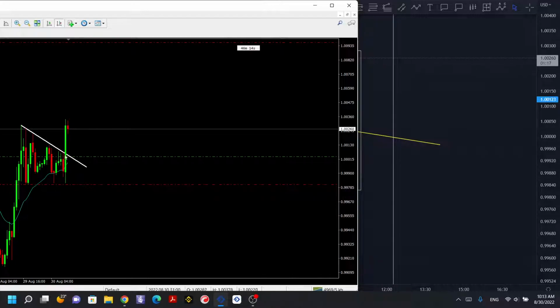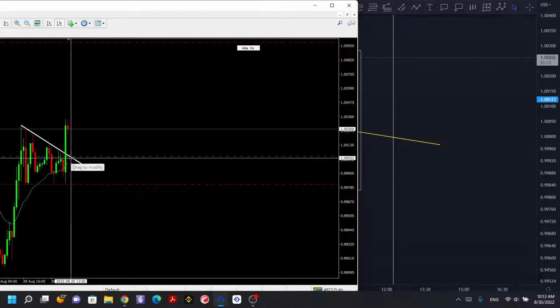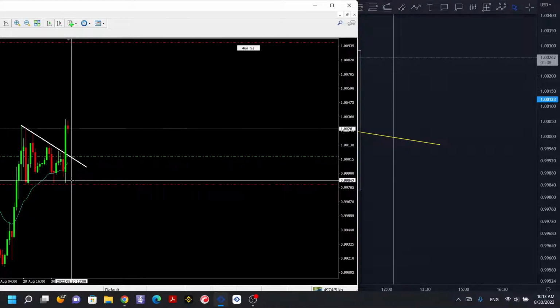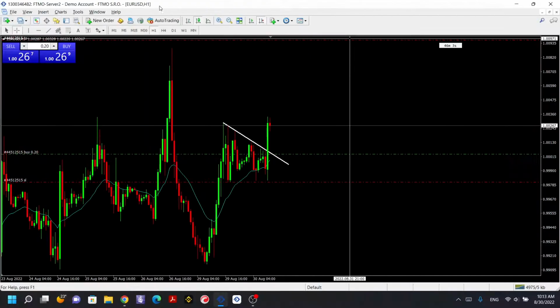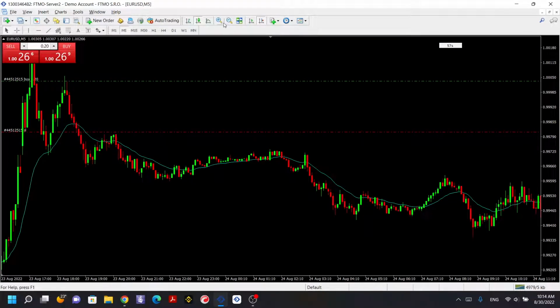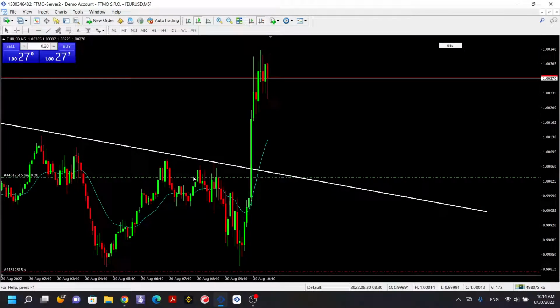Sadly, I had a terrible entry. I did not know the market is coming back down here again. If I knew the market is coming back down here again, I would have taken an entry somewhere here or even somewhere here. I mean, it's a bad entry. I entered too early here.